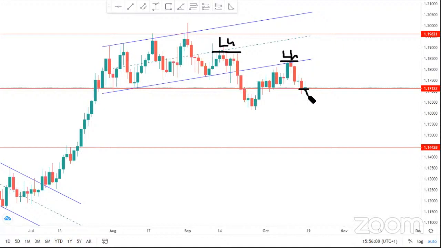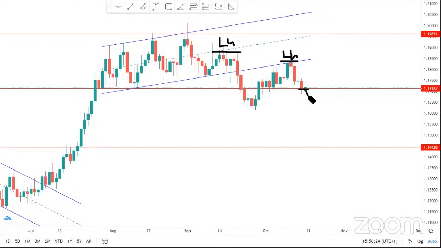But last week, I showed the euro against the Japanese yen. I showed the euro against the Canadian dollar, and then I bagged a lot of profit. I shared this with my VIP members community as well, and it was a nice profitable trade for us.